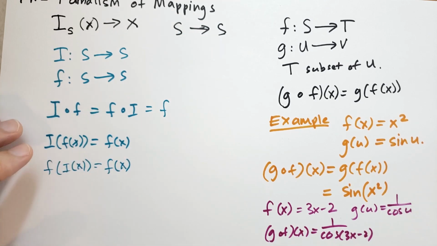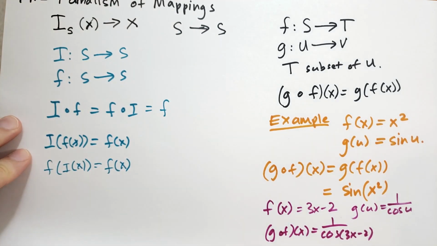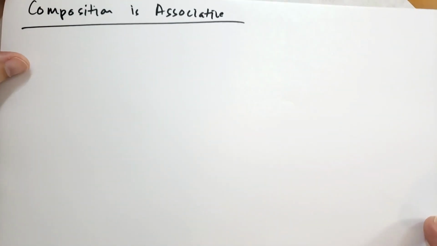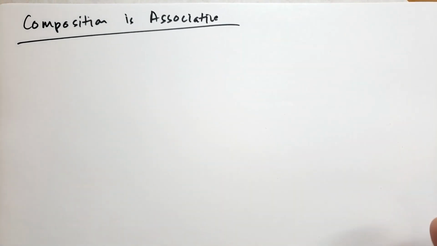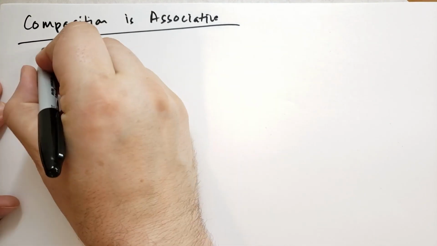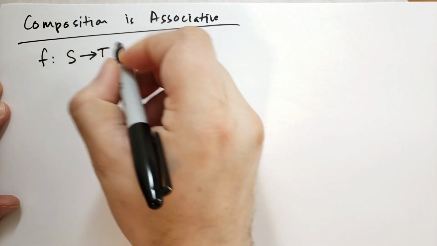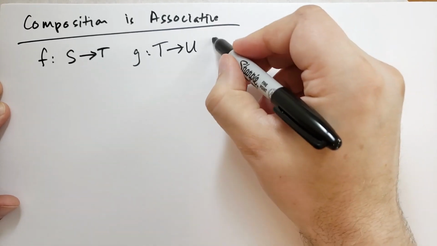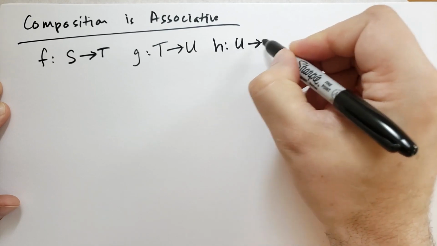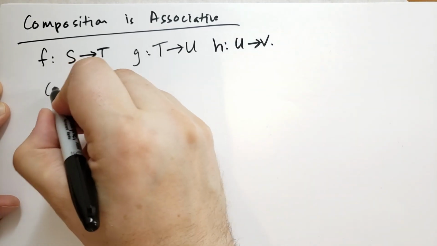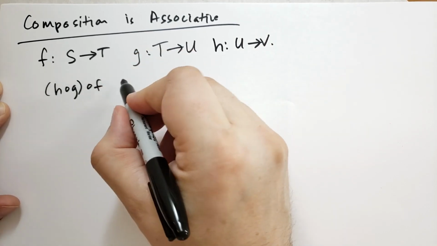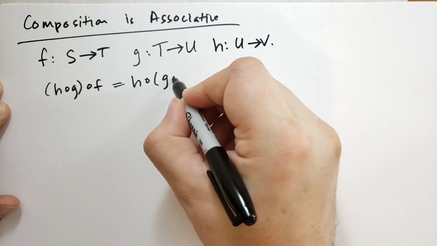Composition of mappings is associative. What does this mean? Let's talk about that. Composition of mappings is associative, okay? What this means is that if we have F that maps elements of S to T, and we have G, which maps elements of T to U, and we have H that maps elements of U to V, okay? Then H of G applied to F is going to be the same as H applied to G applied to F.